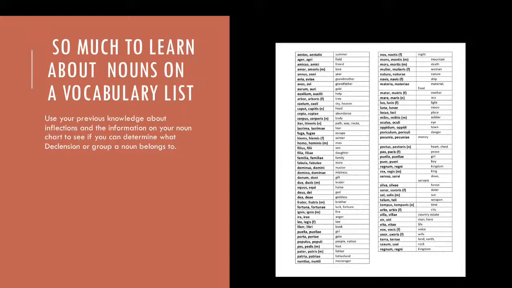When you think you know how to decide what declension or group the noun belongs to, come see me and share your ideas, and I'll let you know if you're correct, and then you'll be able to move forward. I can also correct your ideas if you're not correct and help you understand the right way to think about it. So go ahead, get the vocabulary list, examine it, and compare it with the endings on your noun chart and see if you can figure out what declension a noun belongs to just by looking at inflections.